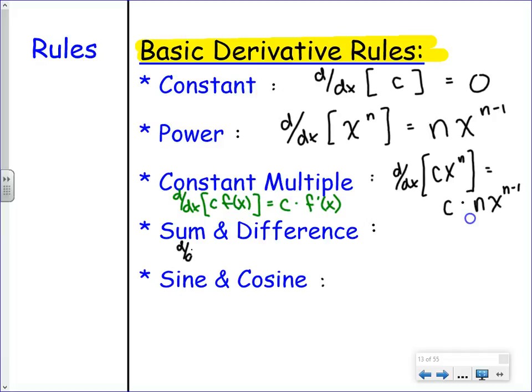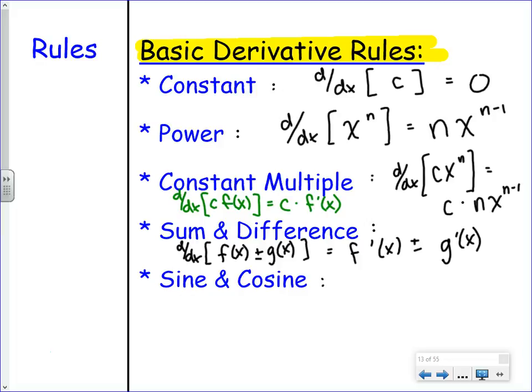Sum and difference rule. If I take the derivative of two functions being added or subtracted, which could be something as simple as x squared plus 5x, it could just be two pieces, like a binomial. With addition or subtraction, we're allowed to take the derivative of one piece, add or subtract based on context the derivative of the other piece. We can take the derivatives separately, put it all together, and then be done.